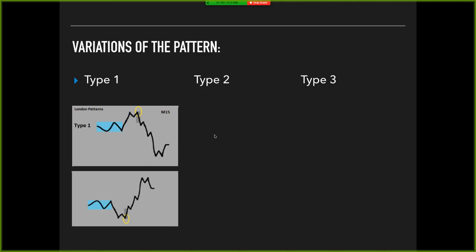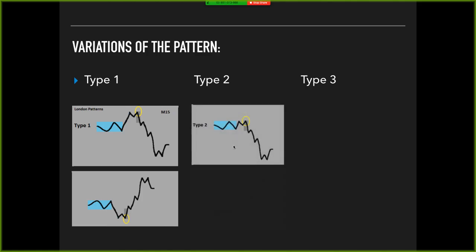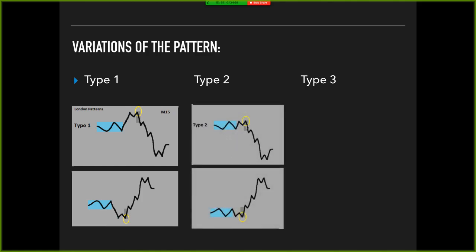Okay, our type 2 is going to be a slight variation on that. When they take it basically just to the top or the bottom of the Asian range, right? So it's not a strong move out of the box. You don't see it move out of the box. You see they kind of just hit the level of the top of the box, and then they take that reversal at that point. Okay, so that's the type 2.